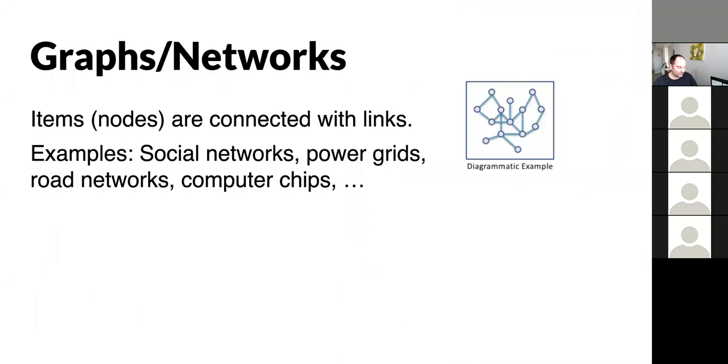Another important data set type is graphs and networks. We'll have multiple dedicated lectures on network visualization. We have items that are connected to each other with links. Typical examples are social networks, power grids, road networks, computer chips, all of these kinds of things. There are many different types of networks, and they're a super important data type and very interesting for data visualization because they come with lots of different challenges.